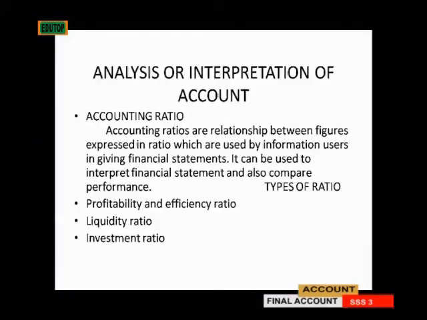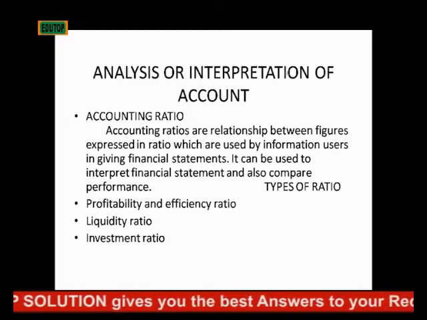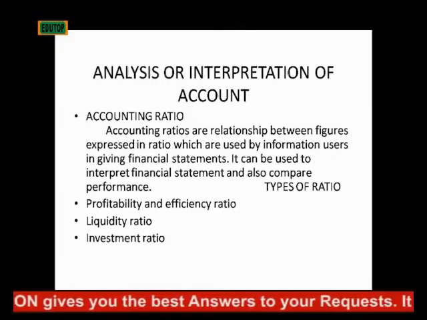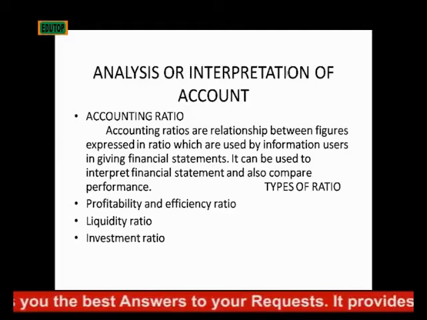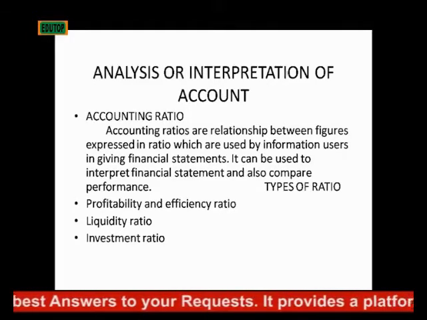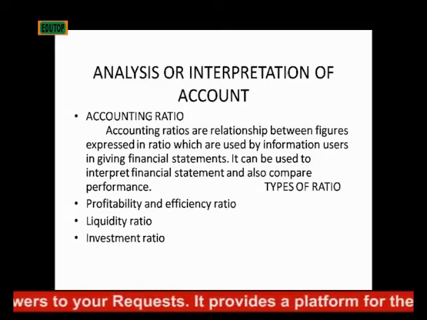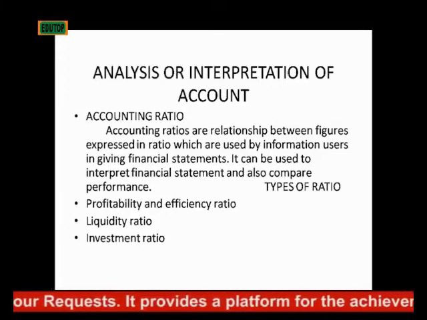Analysis or interpretation of account. You can also call it accounting ratio. Now, what is the accounting ratio? Accounting ratios are relationships between figures, expressed as ratios, which can be used by information users in a given financial statement. It can be used to interpret financial statements and also compare performance.